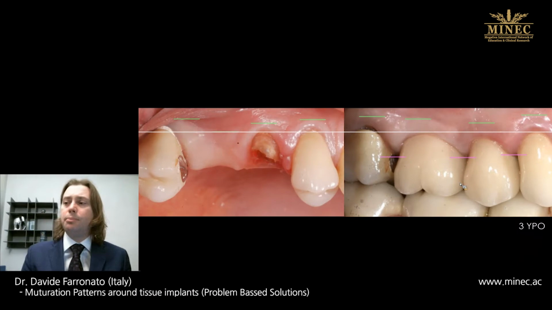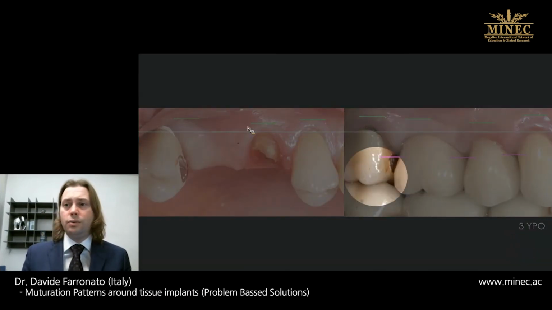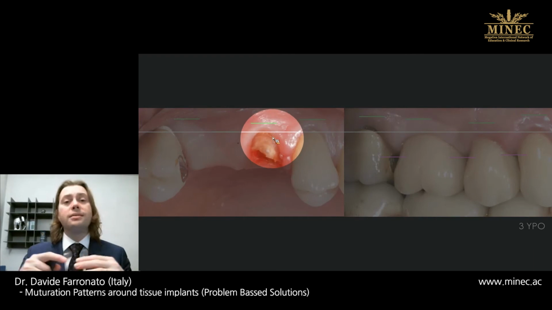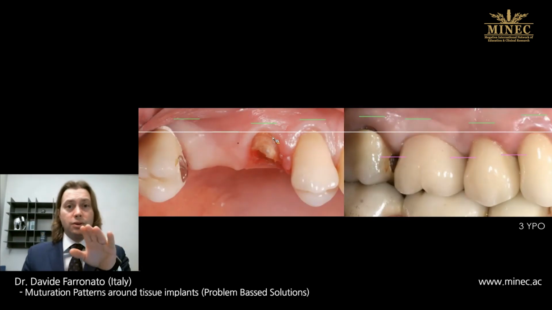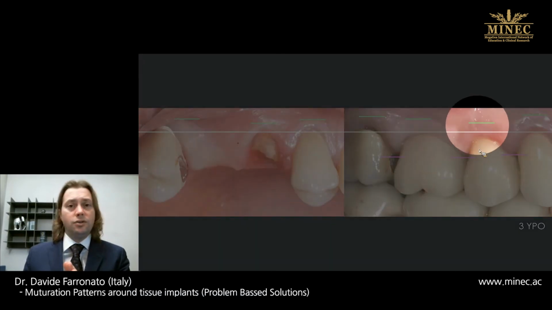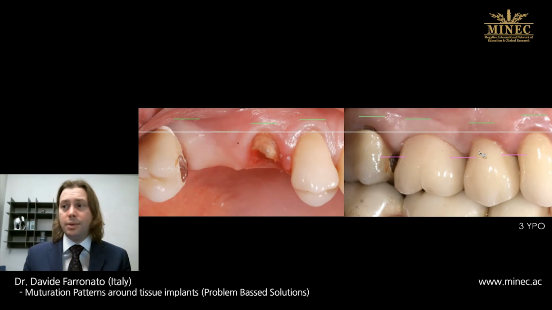From a buccal point of view, and you see here the three-year follow-up, in this situation the zeniths were at the same level, but reducing the emergence profile, I could guide coronally the tissue in a creeping way, and I could make the same height between the two teeth just by changing the emergence profile and guiding the tissue to their final position.